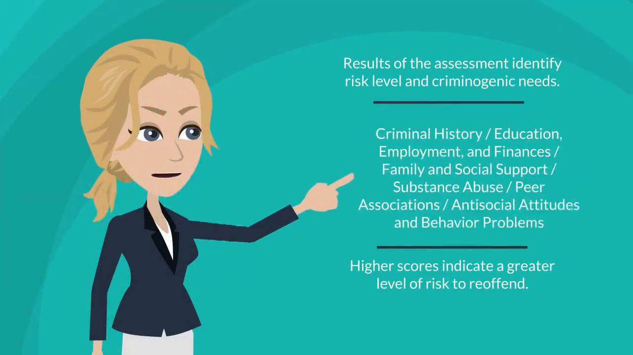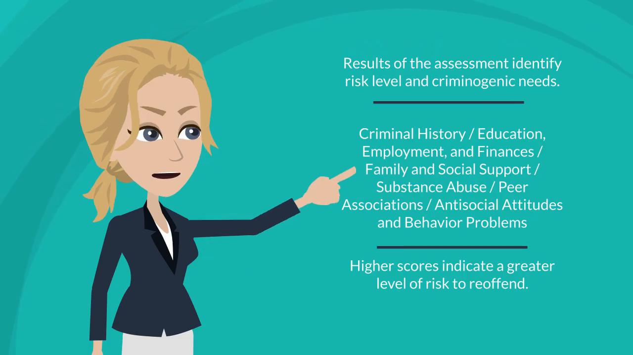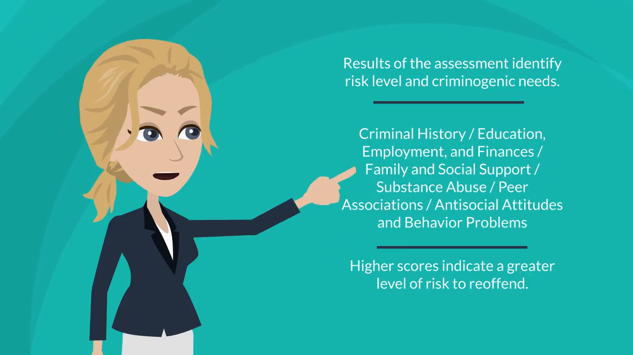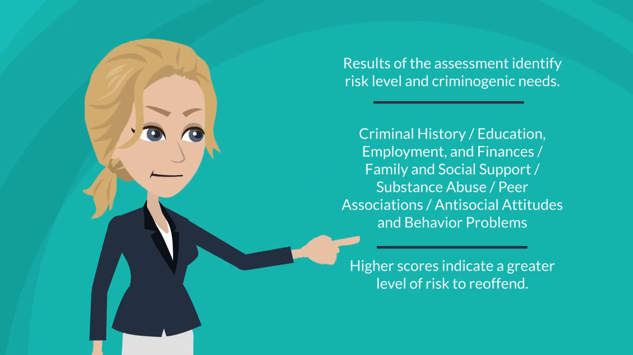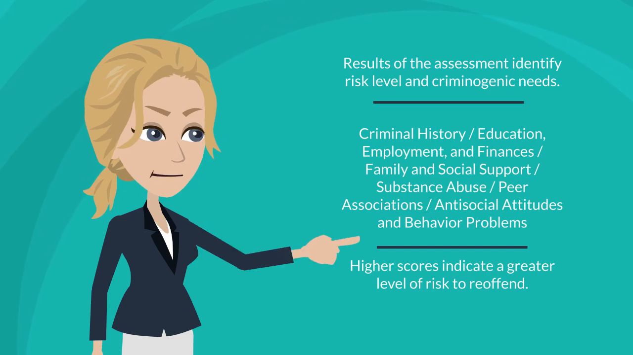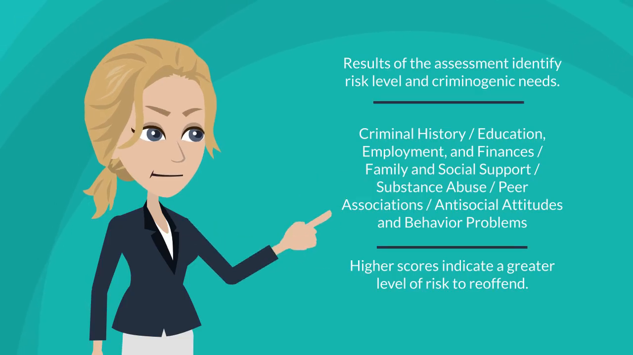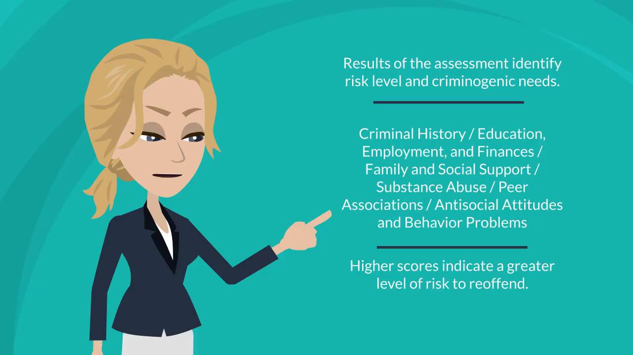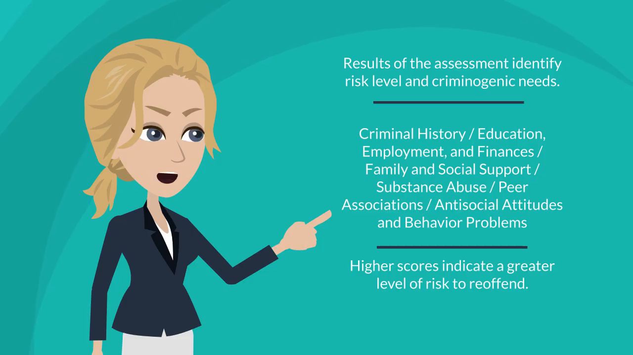The Community Supervision Tool is one strategy community parole officers utilize to help address risk and needs of parolees. Results from the Community Supervision Tool identify criminogenic needs. Examples of criminogenic needs are as follows: criminal history, education, employment and finances, family and social support, substance abuse, peer associations, antisocial attitudes and behavioral problems. It should also be noted that the higher the score, the greater the level of risk to reoffend.